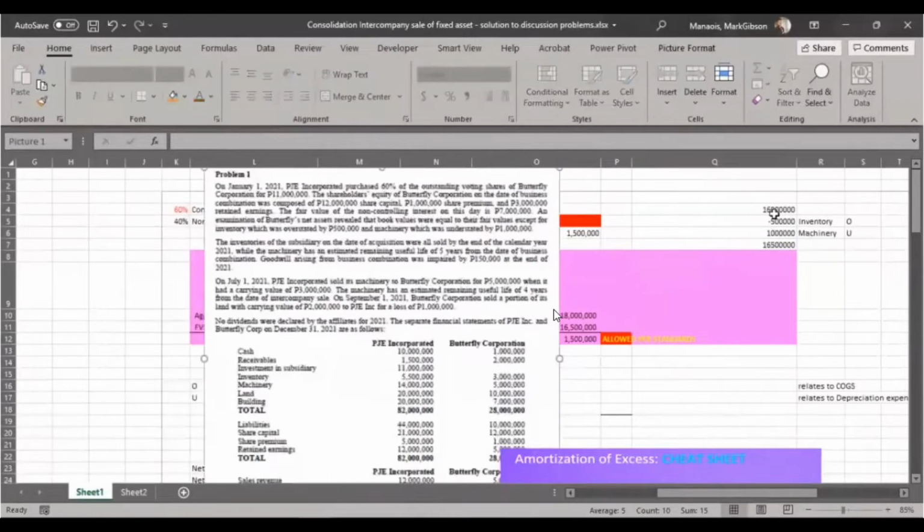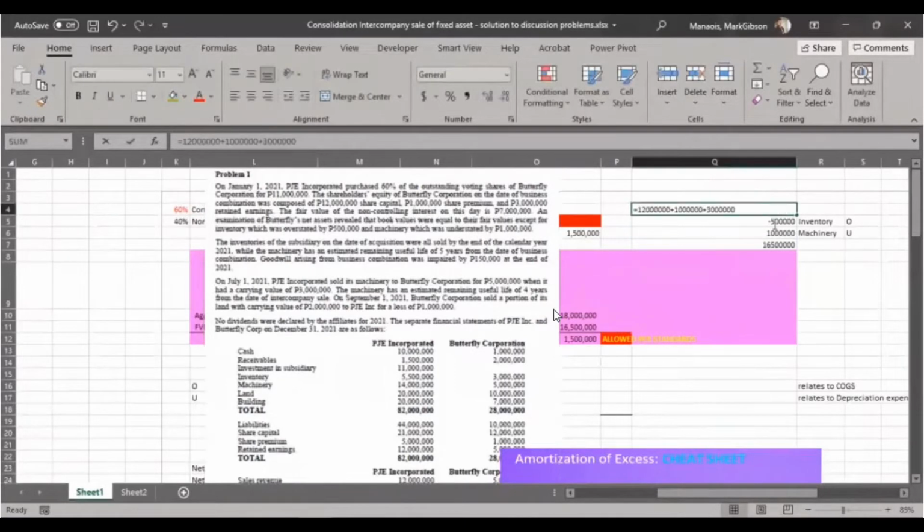Pag-usapan muna natin yung fair market value, no? So, kinompute ko tong 16 million. 16 million, yun lang naman yung book value nung share capital, 12 million, 1 million share premium, and then 3 million retained earnings, no?